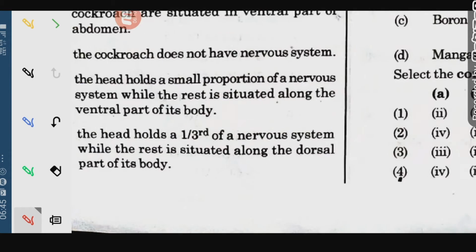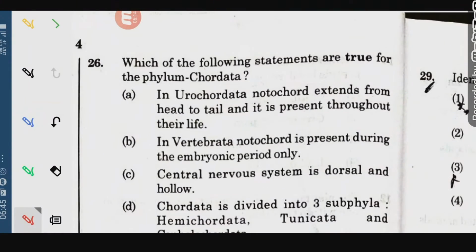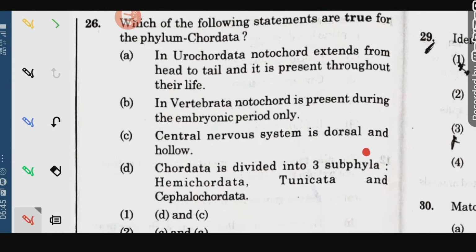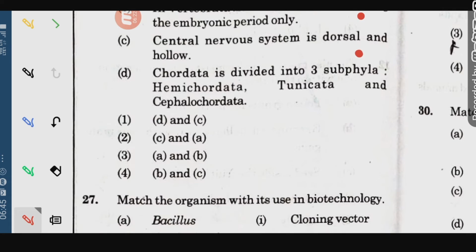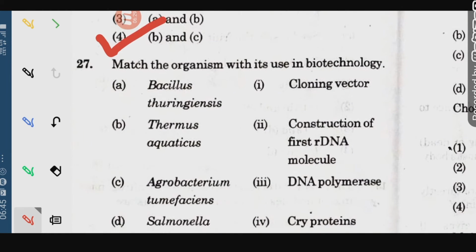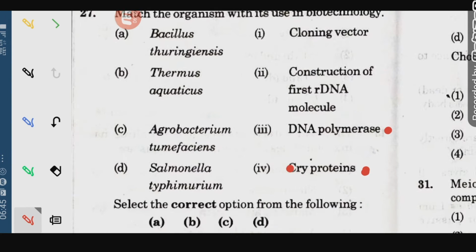Then, which of the following statements is true for the phylum Chordata? C, this one is correct, and this one is correct. So B and C are correct. B and C, option 4. Then, Bacillus thuringiensis is associated with Cry proteins. Thermus aquaticus has something to do with DNA polymerase. So A4. Okay, this option.